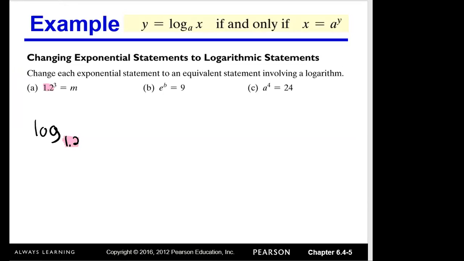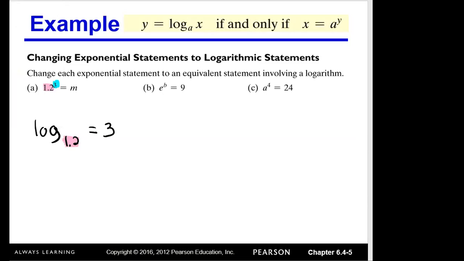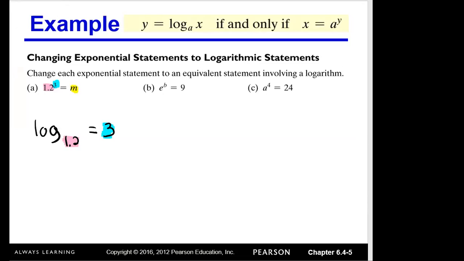And then I know it has to equal the exponent. The exponent was a 3. So that three right here has to go here. And then the only thing I have left is the M, and that's gonna go right here. That will be what you're taking the logarithm of. So this is gonna be log base 1.2 of M is equal to 3.